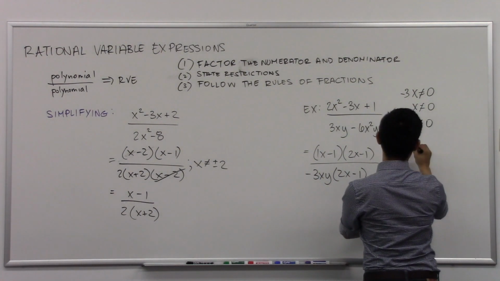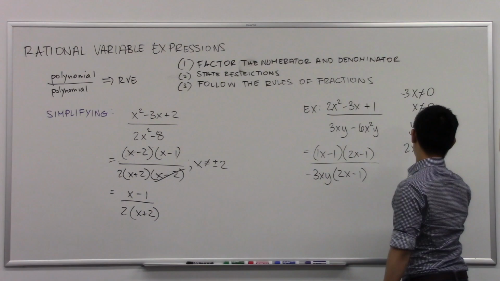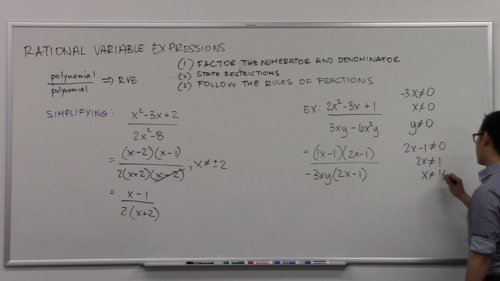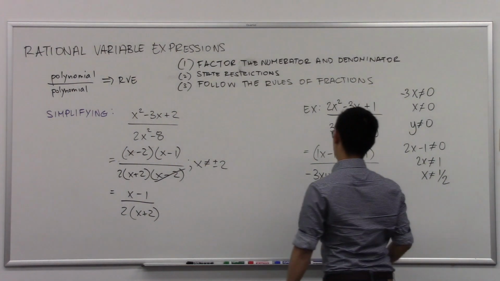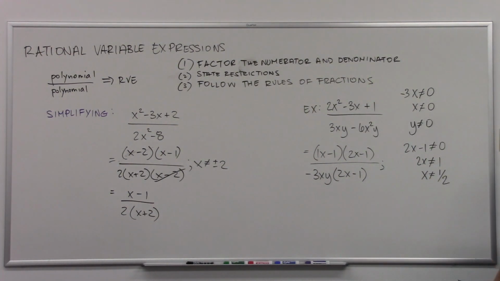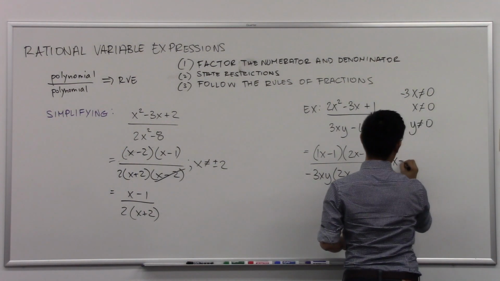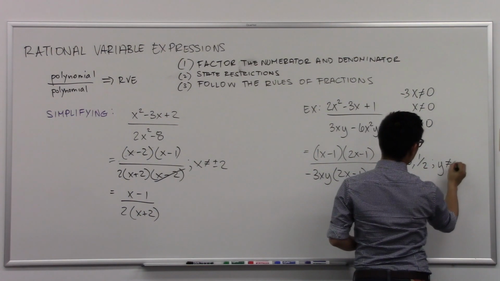And then my next expression is 2x minus 1 cannot equal 0. I can move the -1 to the other side to get 2x cannot equal 1. And then I get x cannot equal 1 over 2. Okay? So the restrictions are for this. Make sure you all got that. The restrictions are x cannot equal 0 or 1 over 2. Y cannot equal 0.